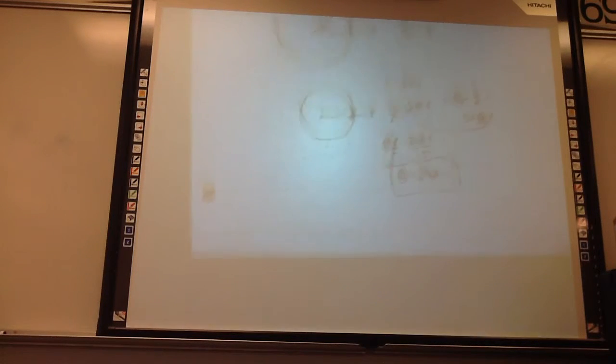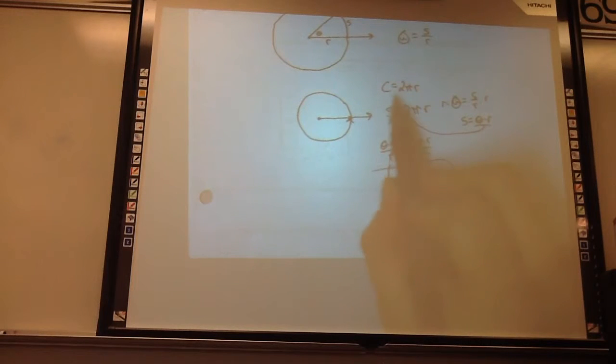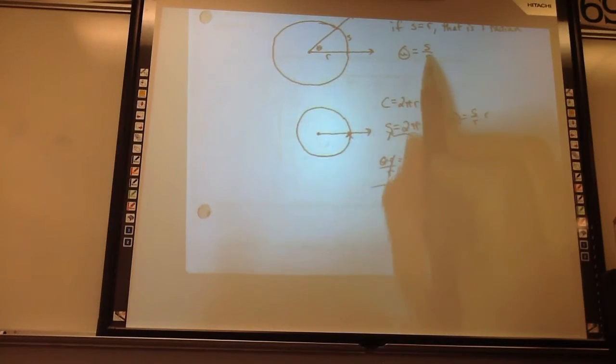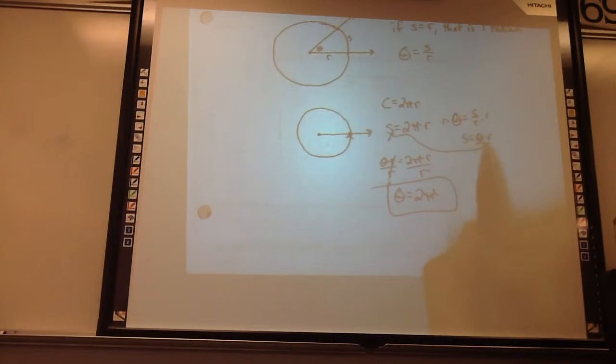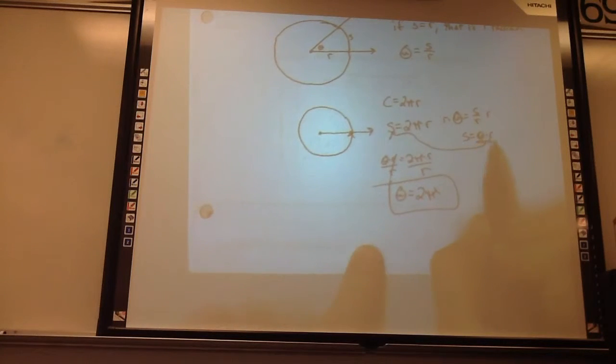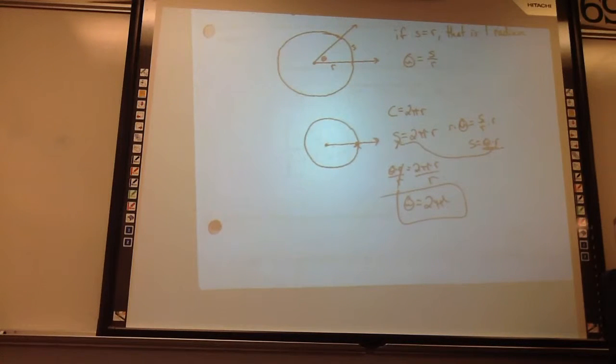All I did: my arc length was 2 times pi times the radius, because that's the circumference of the circle. S equals 2 pi R. From up here, theta equals S divided by R, so S equals theta times R. Substitution, plug that in for S. Solve for theta, theta equals 2 pi. Always, in a circle, the number of radians is 2 times pi. So you don't really ever say 4 radians. Usually you have pi in your answer for how many radians an angle is.